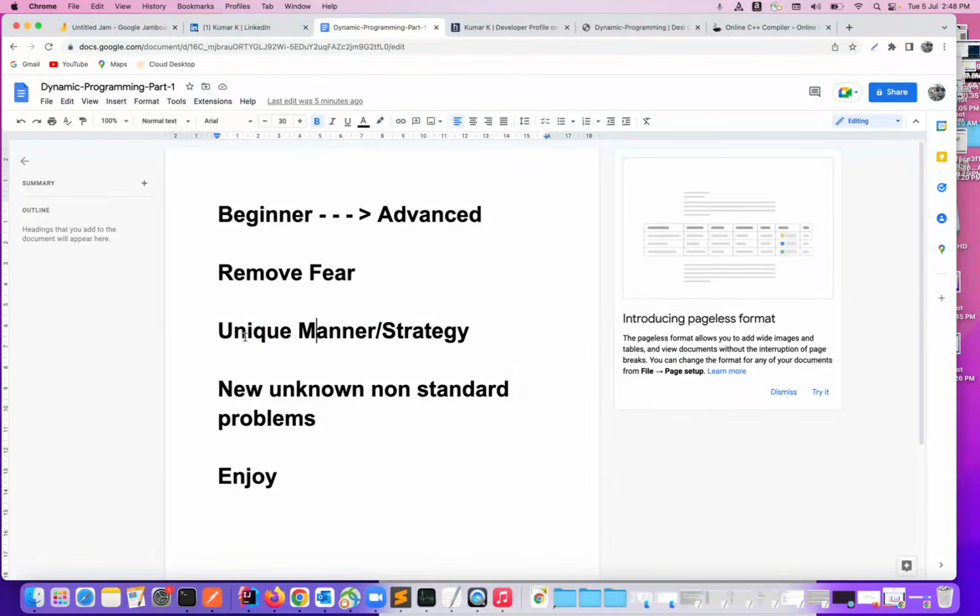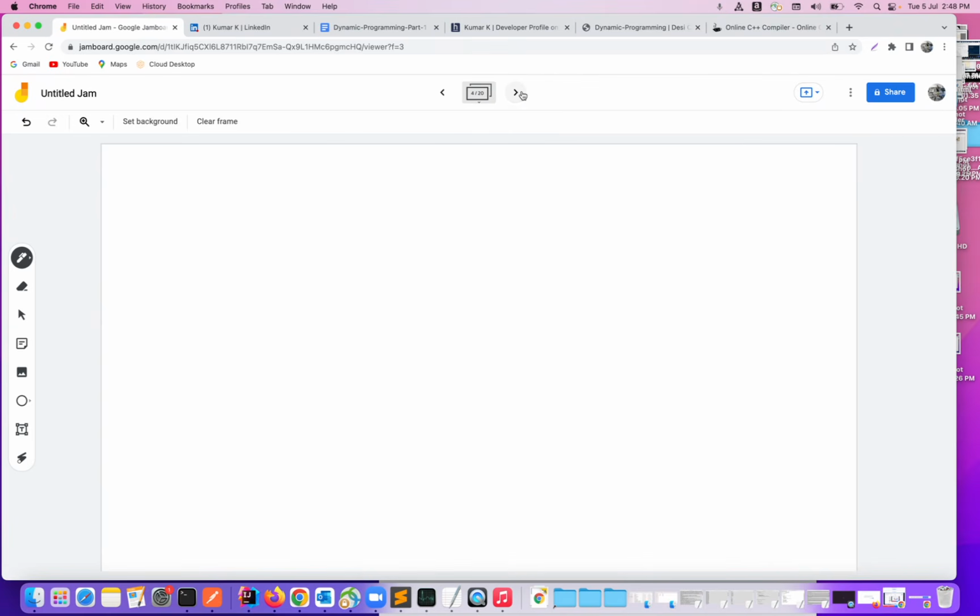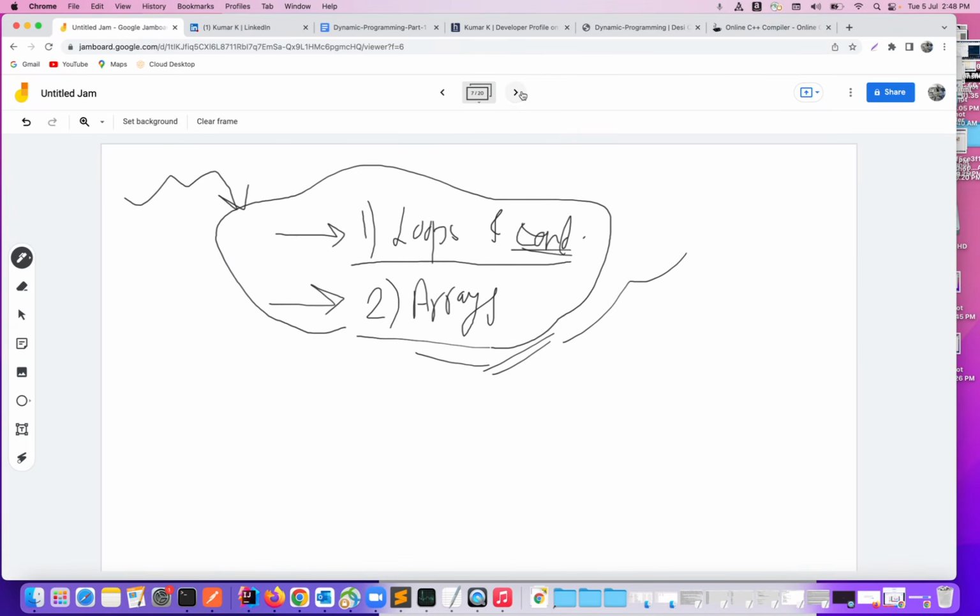So the crux of the matter is that you have to follow a unique manner and a unique strategy and not go with the traditional strategy which everybody is following, because in the traditional strategy your in-depth understanding of DP gets really hampered. So what is the unique strategy which I'm going to use? Coming to my Jamboard, just a second, let's move to the unique strategy I was talking about.